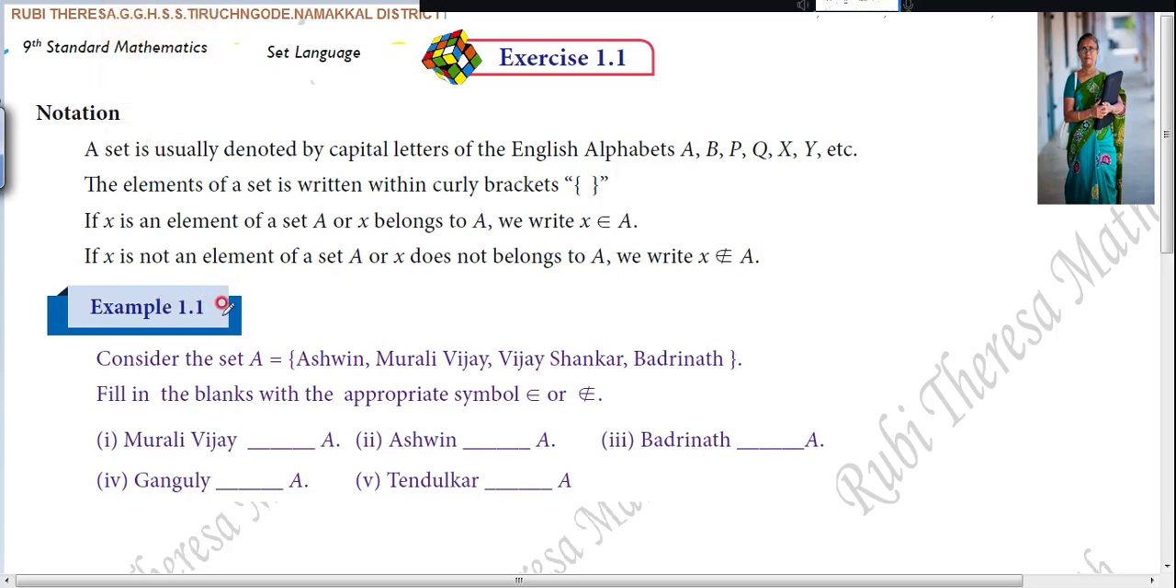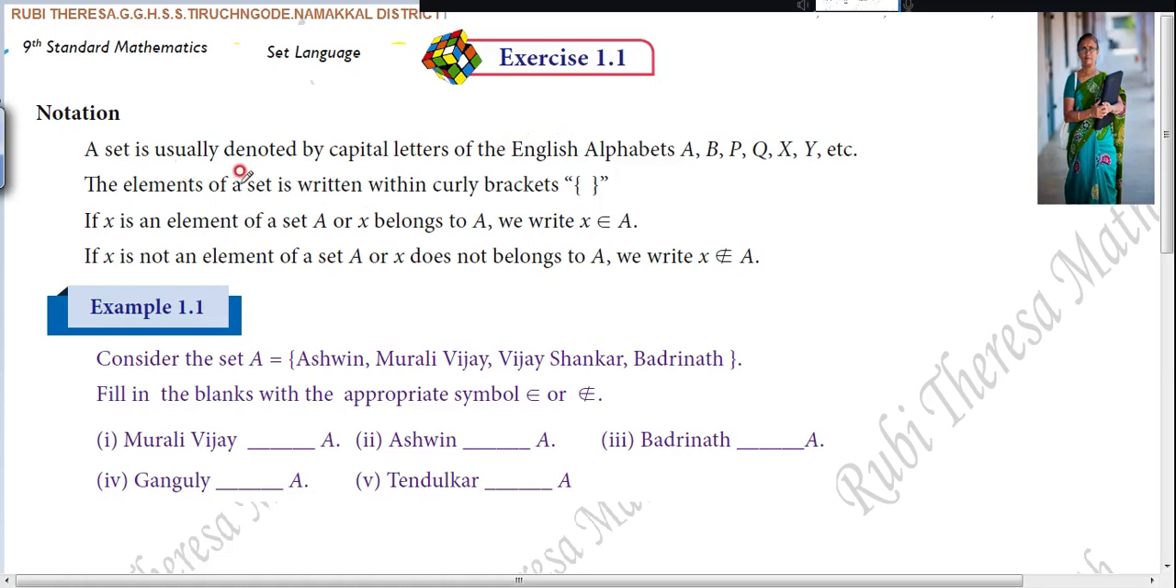Example 1.1. Before seeing this example, just see all these 4 points. A set is usually denoted by a capital letter of English alphabets. They have represented the set with a capital letter A, with the capital letters of English alphabets.